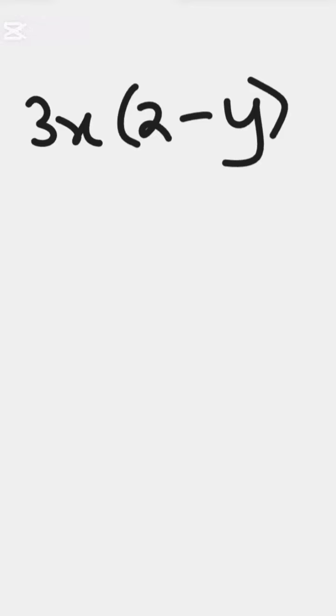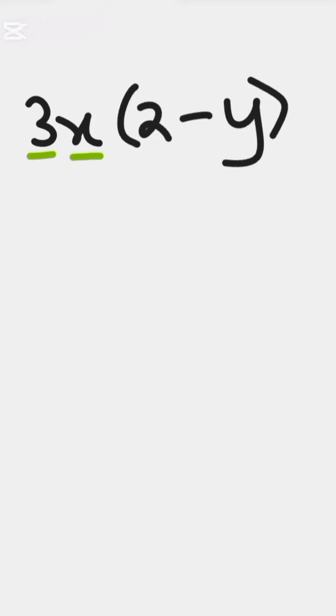So let's start with a variable. You can think of a variable as any letter, let's say x or y, that stands for a number we do not know yet. And then the coefficient is any number that stands in front of the letter or the variable. Now in this case, the 3 is the coefficient and the x is the variable.